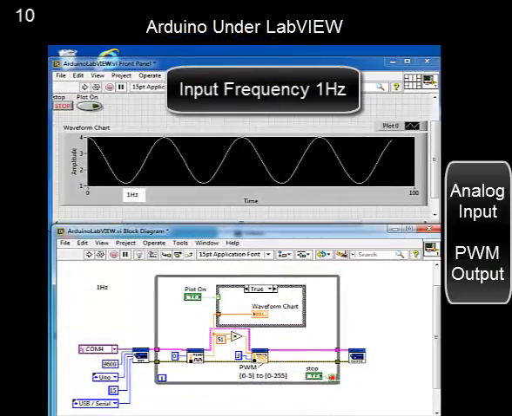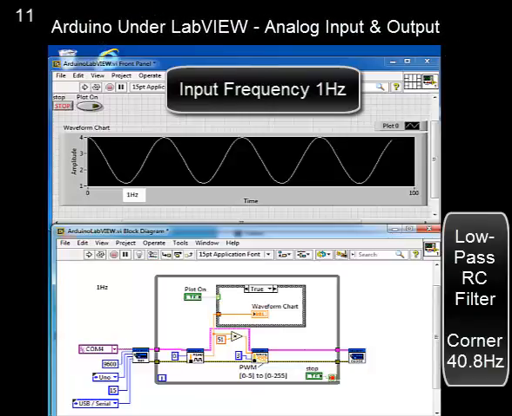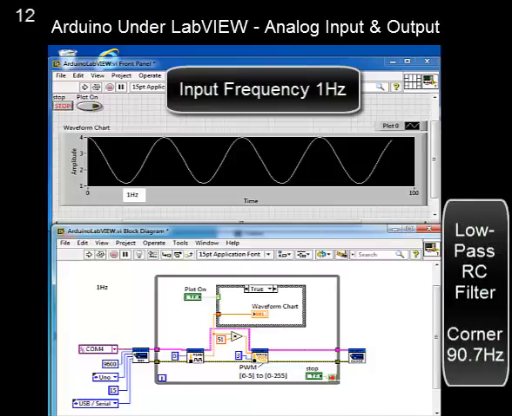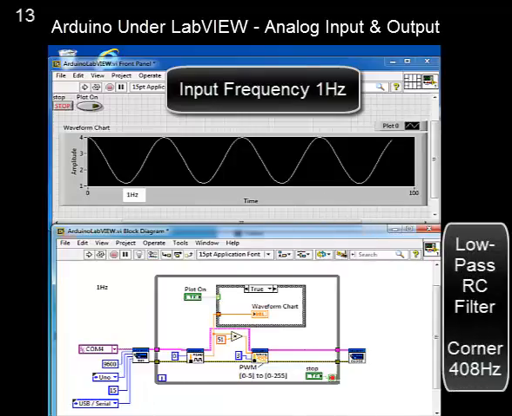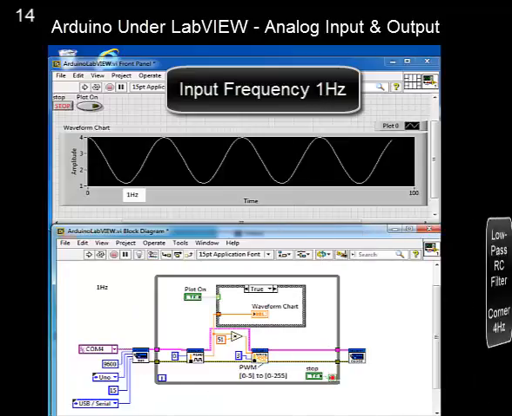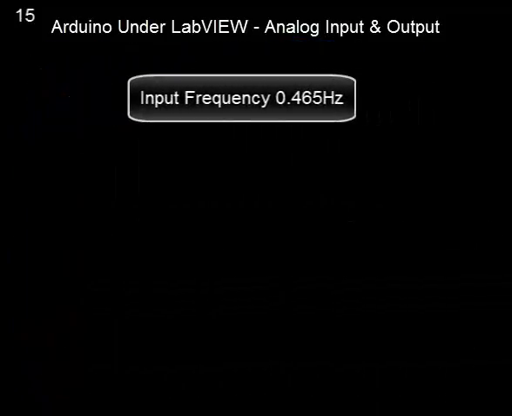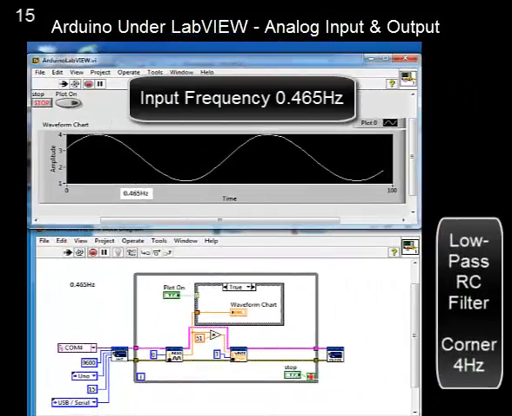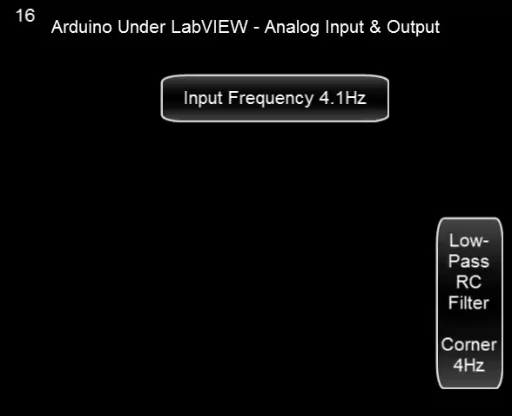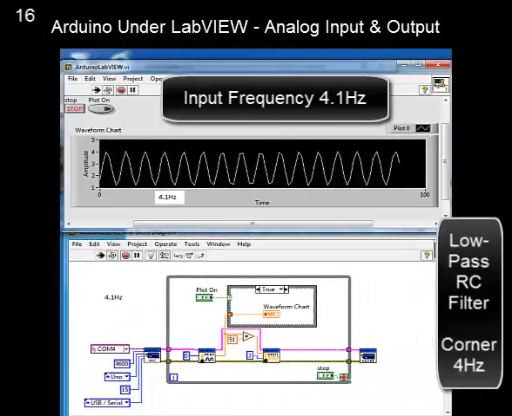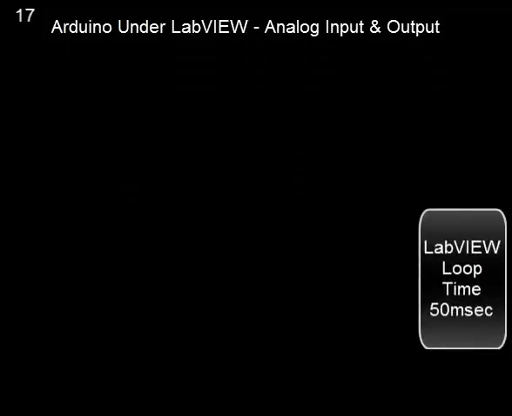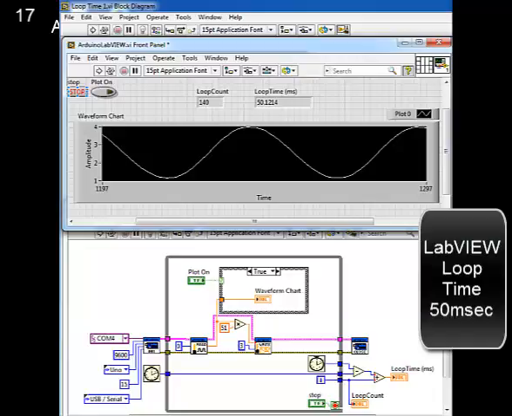Arduino input frequencies 1 Hz, analog input, pulse width modulation output. Now Arduino low-pass RC filter with a corner of 440.8 Hz, now a corner of 90.7, now a corner of 408 Hz. Now a corner of 4 Hz. The input frequency is 0.465 Hz, a low-pass filter and with a corner of 4 Hz. Now change the input frequency to 4.1 Hz and keep the corner the same. Finally, the LabVIEW loop time is measured at 50 milliseconds using this VI.